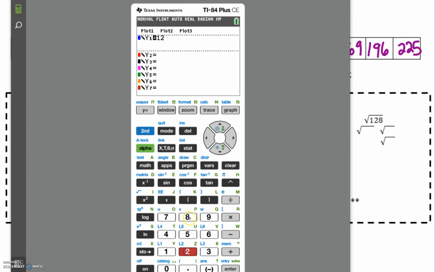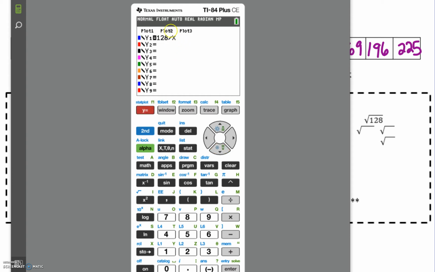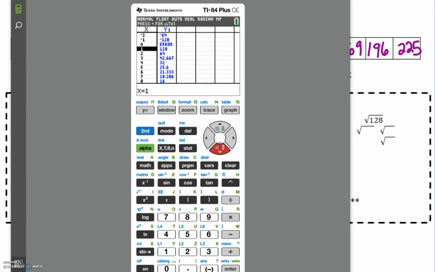So you could do 128 divided by x in your y equals and pull up the table. I always recommend starting from the error message. And the reason why we have errors is because if we divide anything by 0, it is undefined. So we're going to start on the right-hand side underneath the error message.